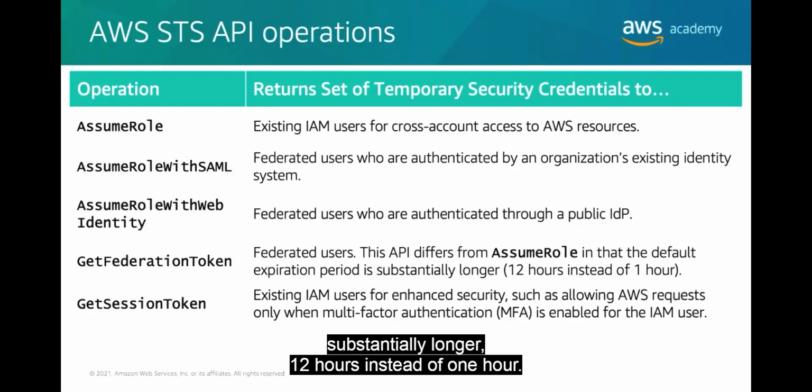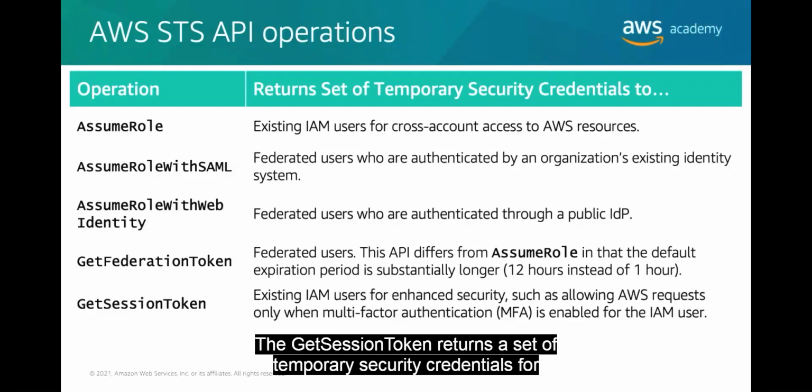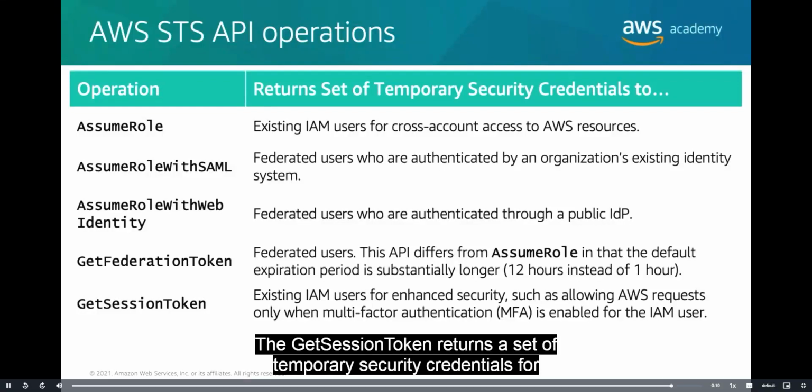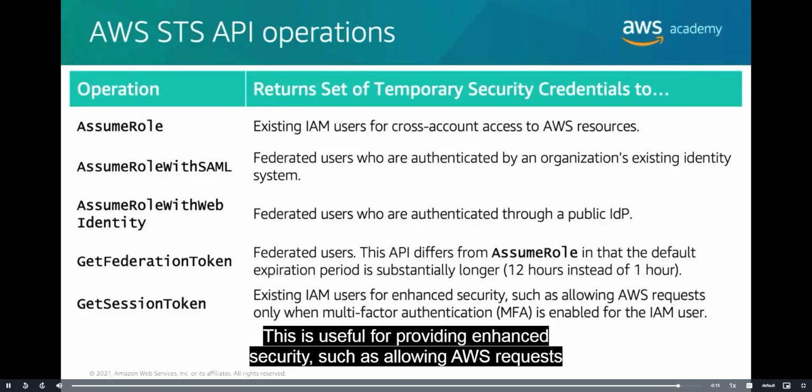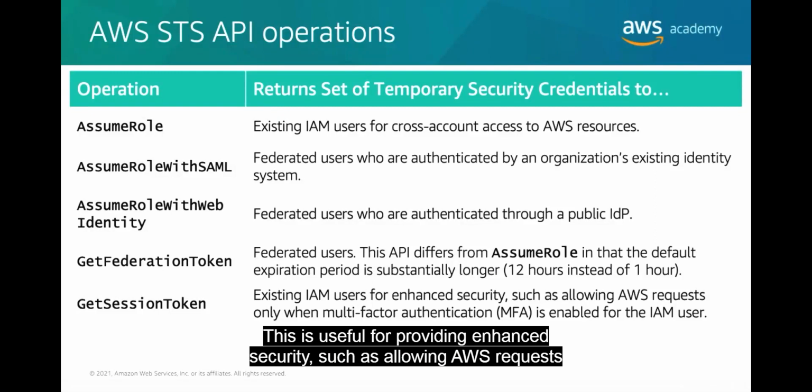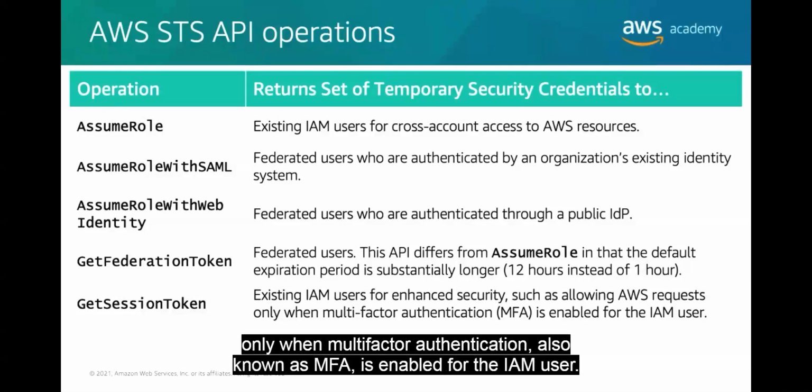The Get Session token returns a set of temporary security credentials for an existing IAM user. This is useful for providing enhanced security, such as allowing AWS requests only when multi-factor authentication, also known as MFA, is enabled for the IAM user.